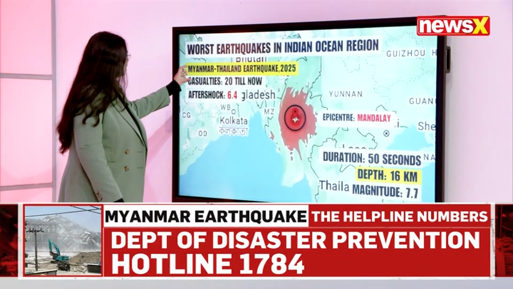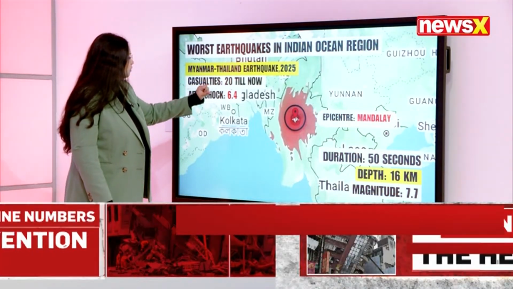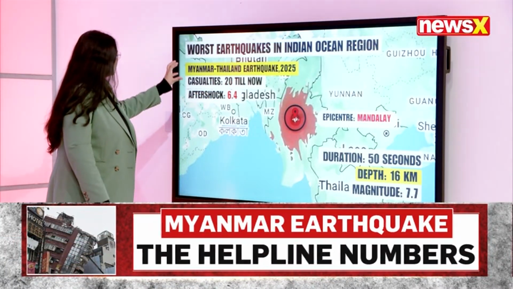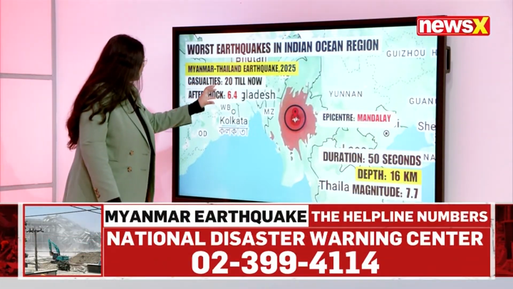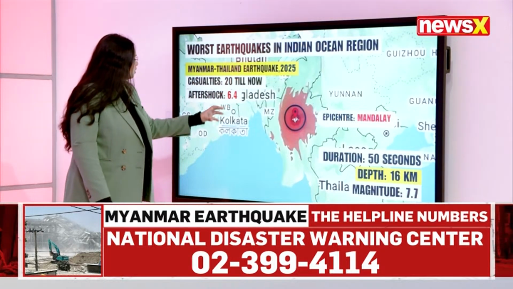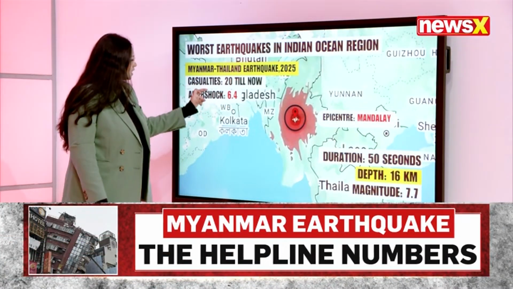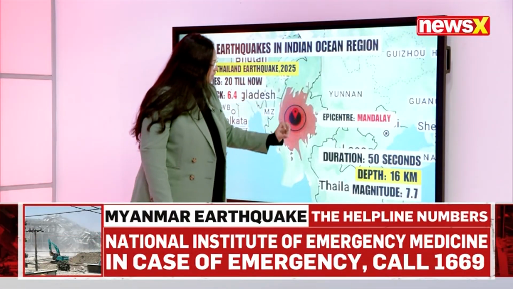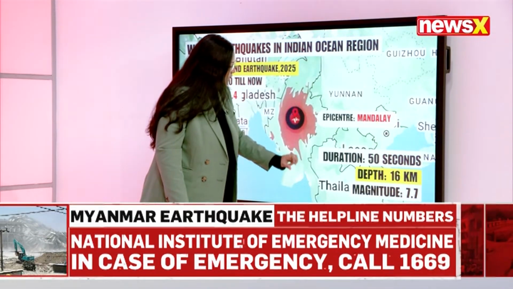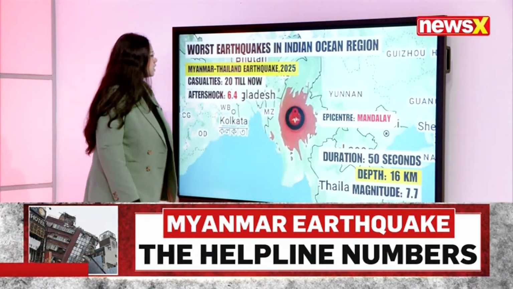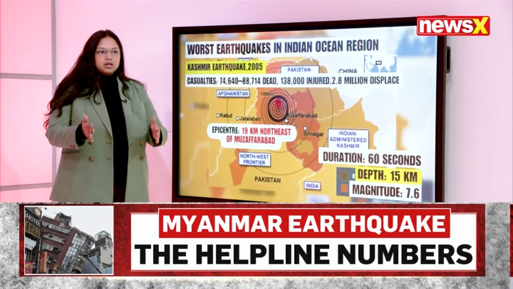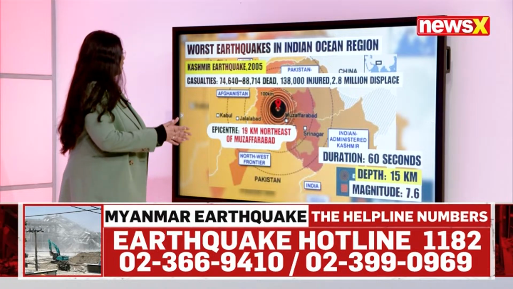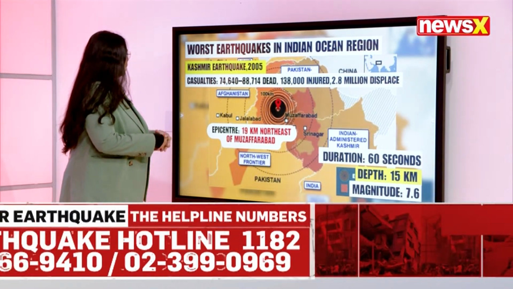Okay, we have the Myanmar-Thailand earthquake of 2025 over here. Of course, we're talking about this one. Casualties 20 till now. Of course, we are going to be changing that figure. Aftershock 6.4, epicenter Mandalay. Duration 50 seconds, depth 16 kilometers, and a magnitude of 7.7. This earthquake has been rather bad.